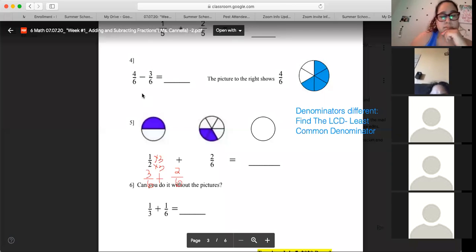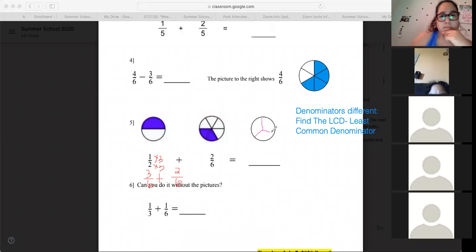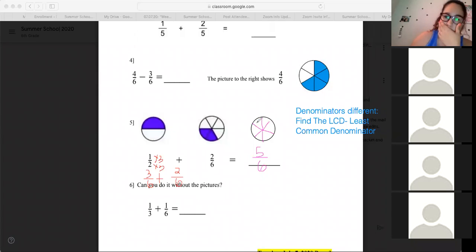You see how easy that was? Omar found the LCD. So this is 3. This is 4. This is 5. This is 6. So 5, 6. And we're going to shade in how many pieces? 5, right? Yeah.